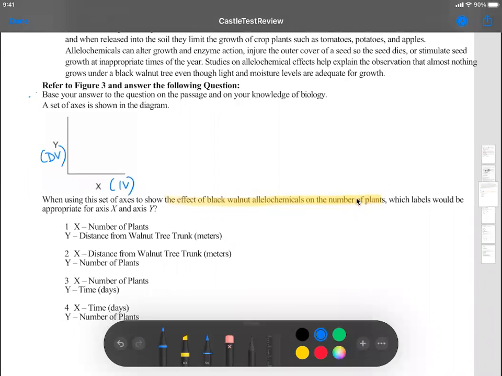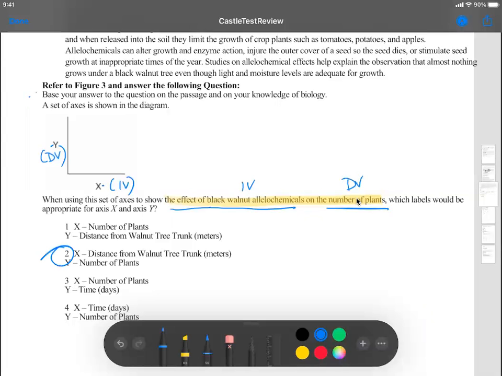Absolutely. So using this sentence that I've highlighted, which is your IV? Is it the effect of black walnut, or I'm sorry, is it black walnut allelochemicals, or is it the number of plants? Which is your IV? Black walnut things? Yeah. So the black walnuts are going to be your IV, and what's the DV? Number of plants. Yeah, absolutely. So then using that information, we could plug that into what you said, where your IV is always on your x-axis, your DV is always on your y, giving us that the answer is 2. All right. Does anyone have any questions about that one? Because that can be tricky.